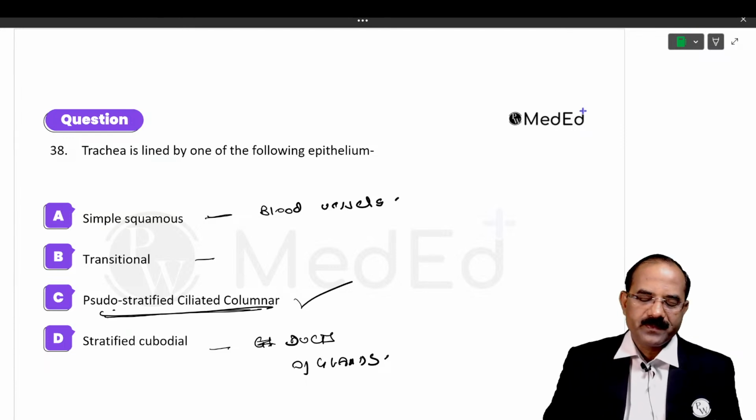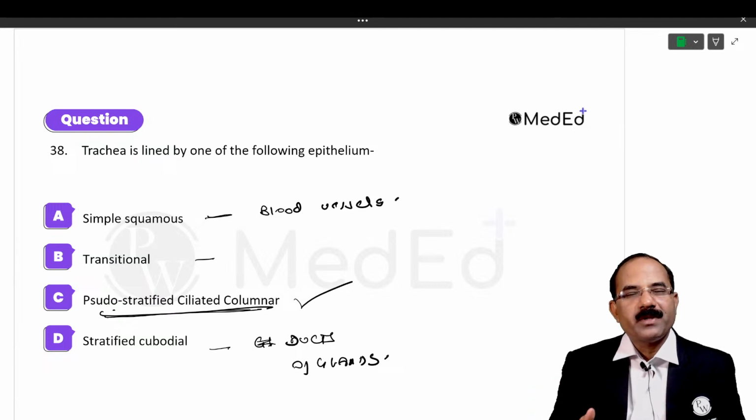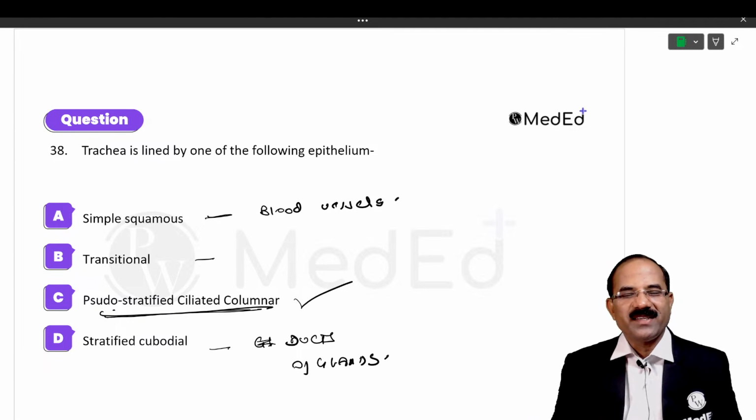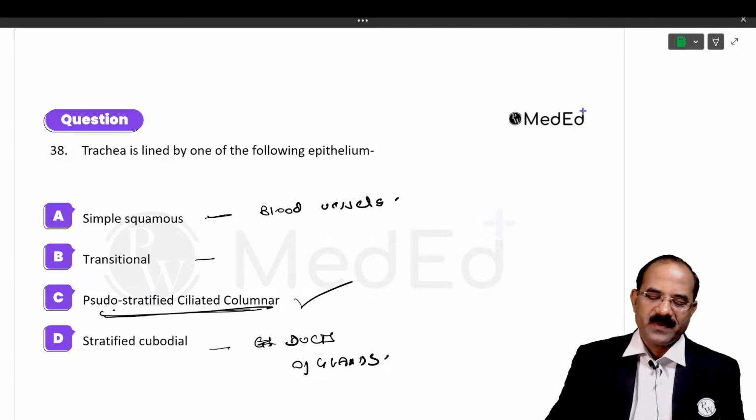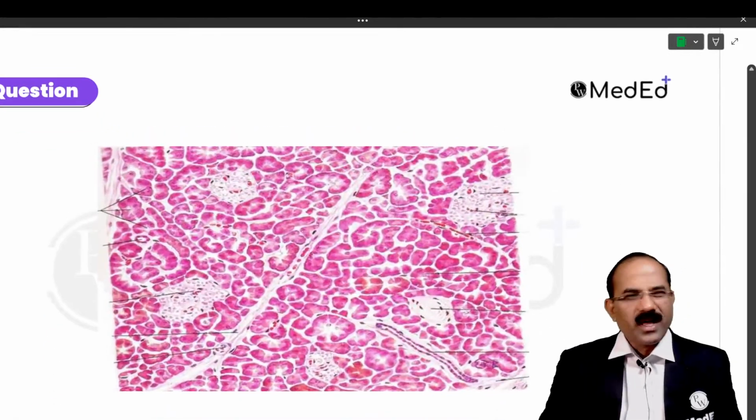Okay. Transitional epithelium is urothelium. Simple squamous epithelium lines the blood vessels. The loop of Henle. Right now? Okay. Yes, very good. Chalo bachcho, last two MCQs for you.